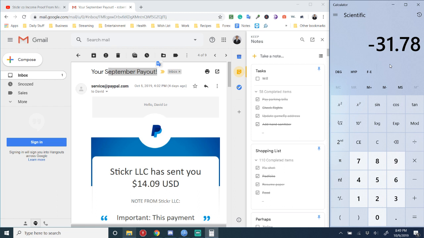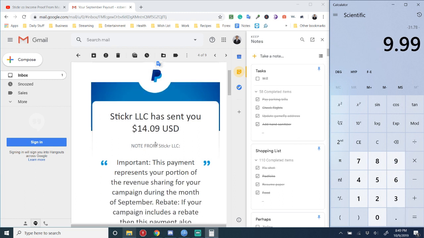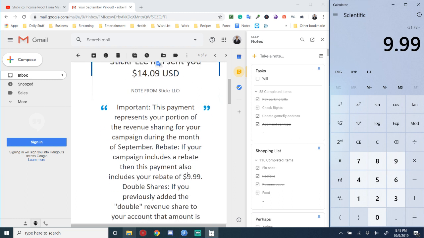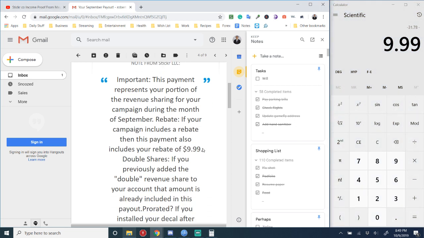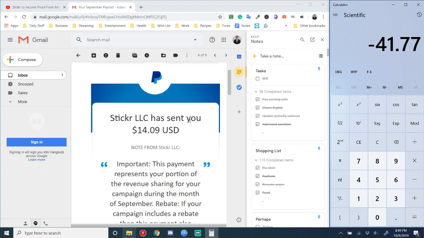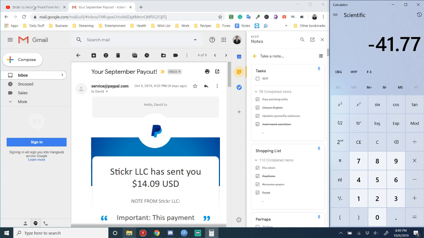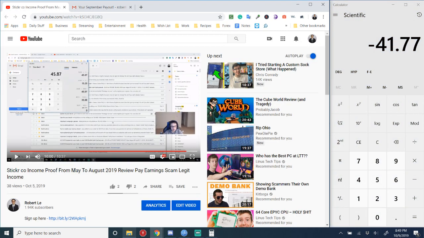-31, but I have to minus the fee because it's not included. So you need to minus that, and I am at -41.77. I started in May, so 5 months or 4 months.